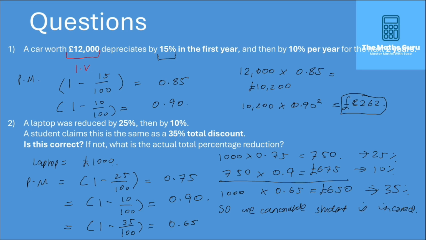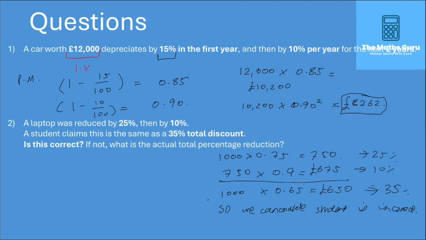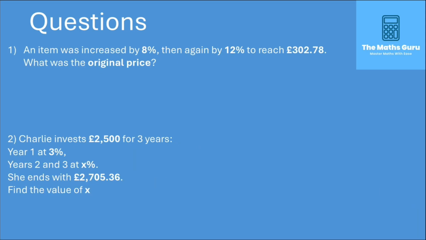And the question asks us to work out the actual total percentage reduction. The way we do this is we know that the real final value is 675. So we do 1000 minus 675 to see how much the laptop has decreased by. Our decrease is £325. Then we work out the percentage over the original amount, the £1,000, and times by 100. We get the actual decrease to be 32.5%.